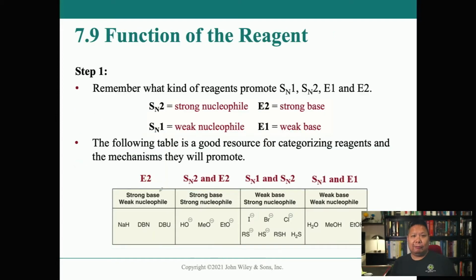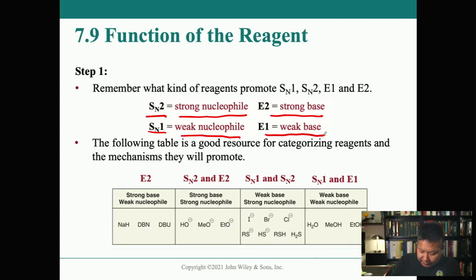Step 1. Remember what kind of reagents promote SN1, SN2, E1, and E2 reactions, right? In SN2, usually a strong nucleophile is required. An E2 reaction requires a strong base. And SN1 requires a weak nucleophile, and E1 requires a weak base, which makes sense, right?